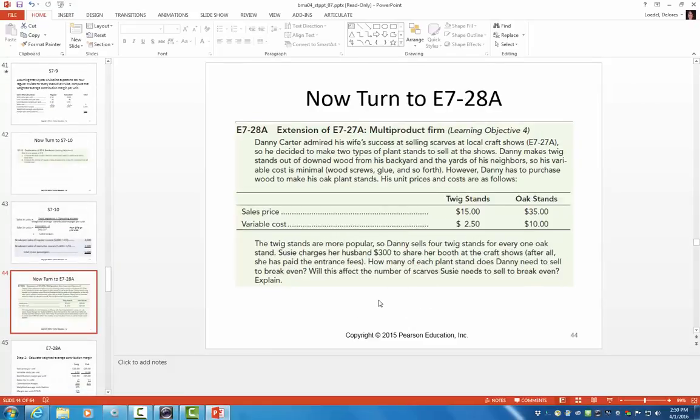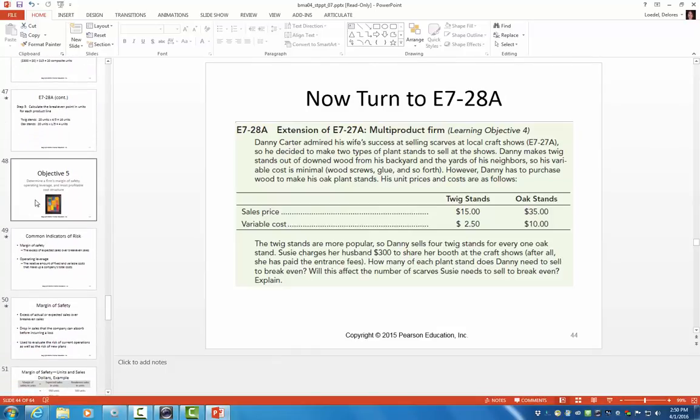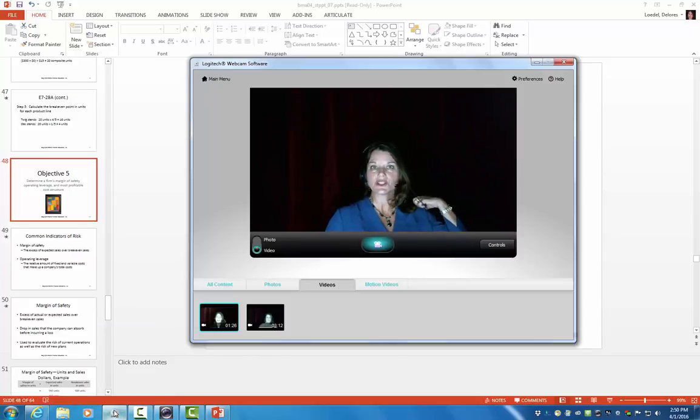This one is giving you the multi-product firms. It's another example that you can work through on your own. I believe that is most of the chapter. Obviously, there is one more objective, margin of safety, that has some examples that you can work through as well. Pretty straightforward. If you have any additional questions on this chapter, as always, please let me know.